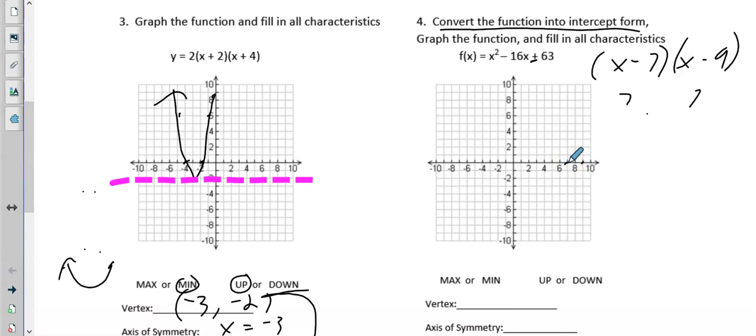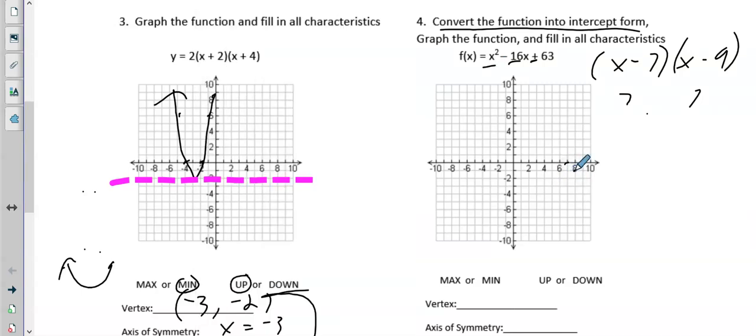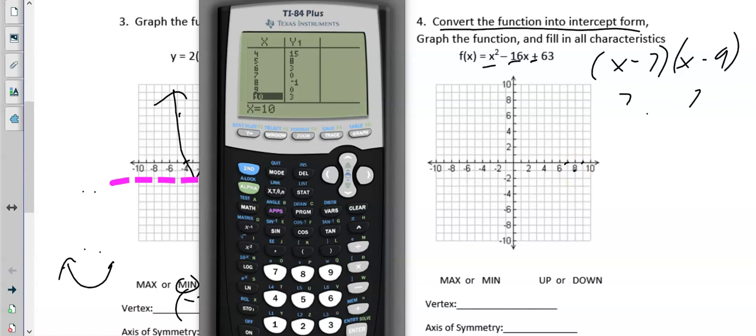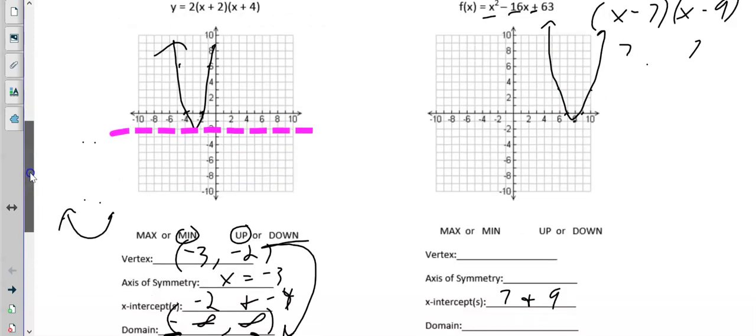Another way, which we learned later, is we can take the opposite of b over 2a, and that would have given us 8. All right. But either way, I'm going to go to my calculator now and see what 8 does. It gives us negative 1. So that's right there. And then a couple other points, 6, 3, and 10, 3. And that gives us a general idea of the shape of this graph right there.